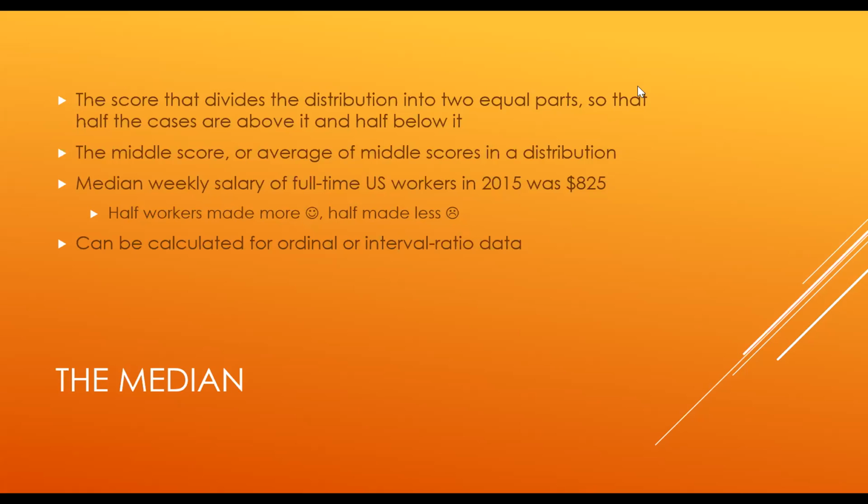So for instance, the median weekly salary of full-time US workers in 2015 was $825, which meant if I took all US workers, looked at their salary if they're working full-time, and organized the data from the lowest amount to the highest amount, 825 would be right smack in the middle, which means half the workers made more and half the workers made less. It can be calculated for ordinal or interval ratio data. It cannot be calculated for nominal data because, as Ashley mentioned earlier, there's no value attached to it. It wouldn't make sense to organize or order it in a certain way because it's just an abstract, non-numbered variable.